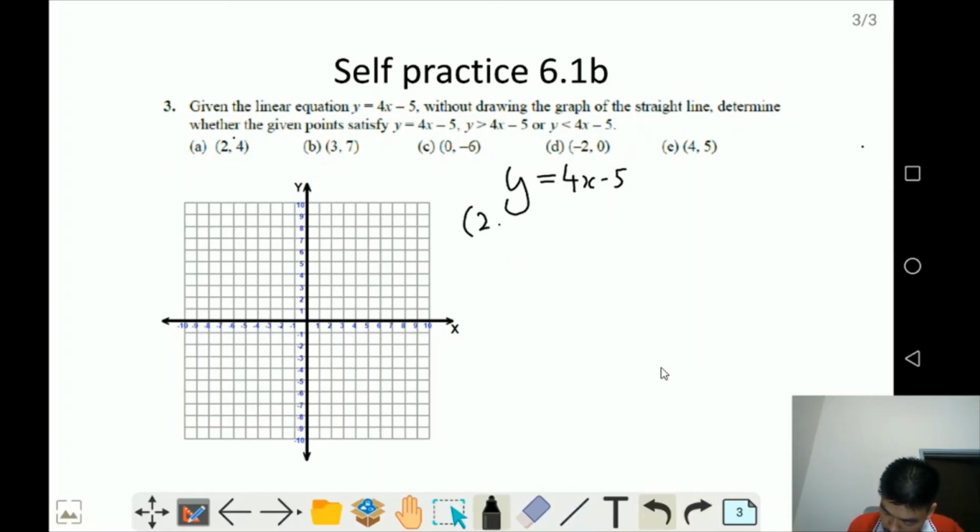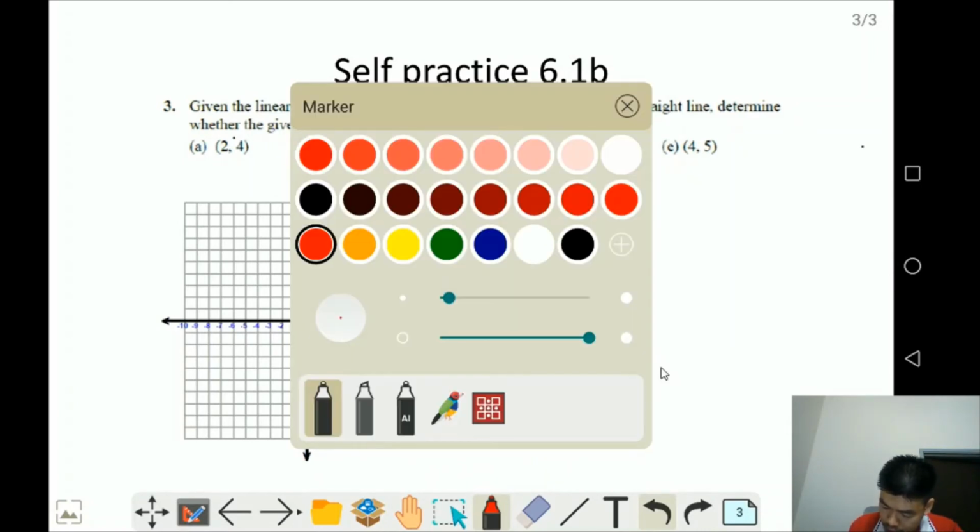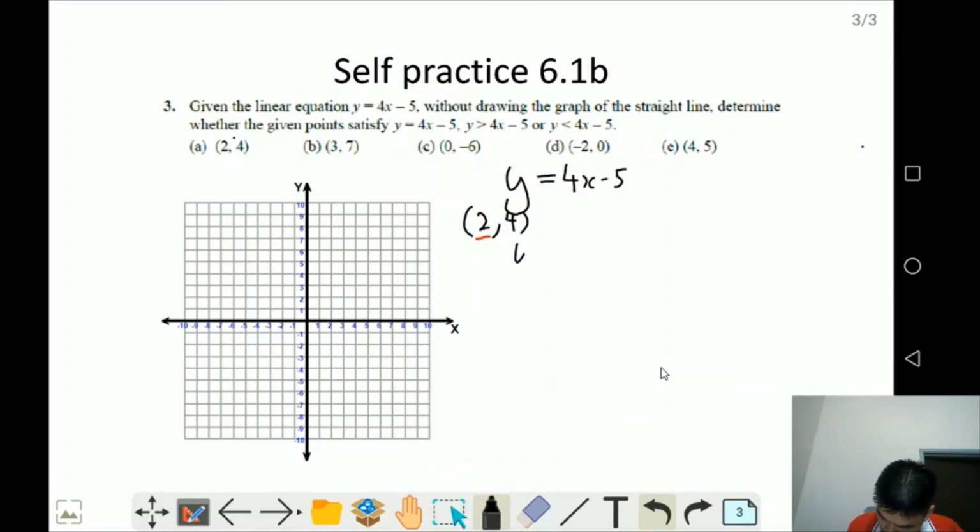Because of 2, 4, let me copy down 2, 4. So substitute x equals 2 into the equation. So y equals 4 in bracket 2 minus 5. So 4 times 2 is 8, minus 5 equals 3.